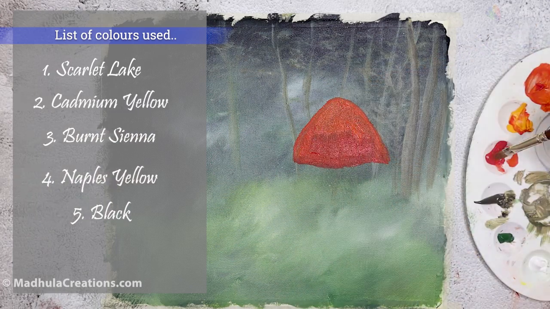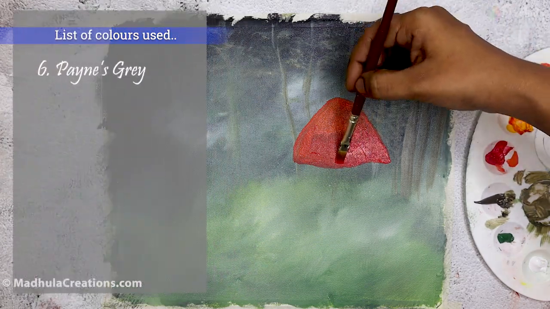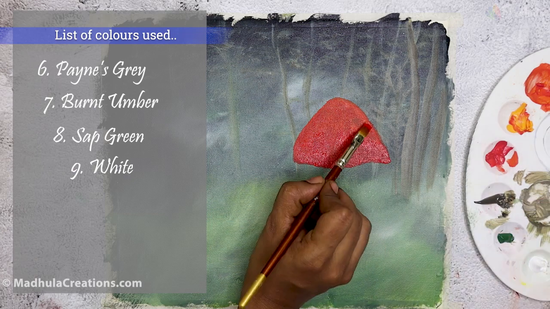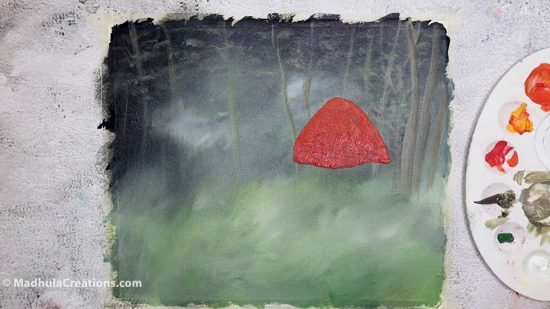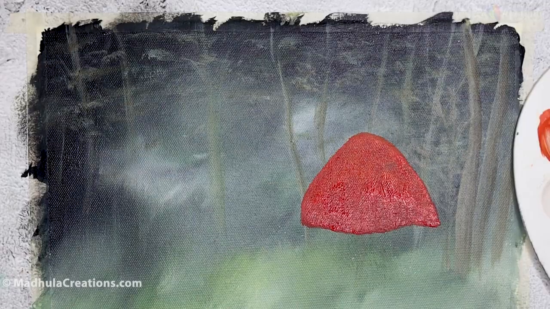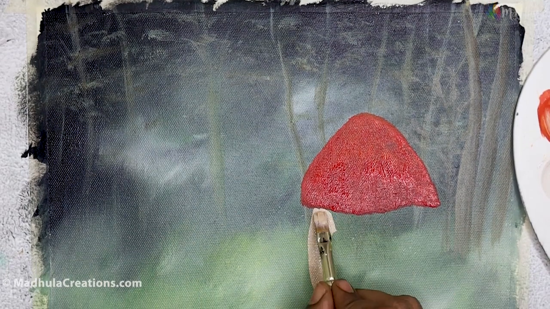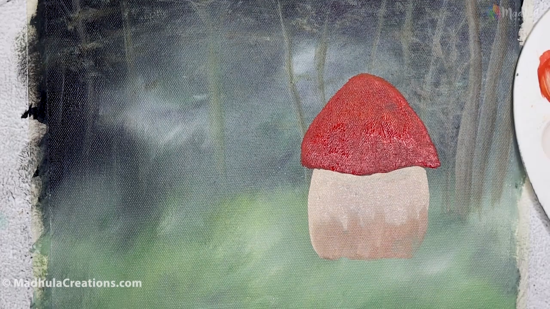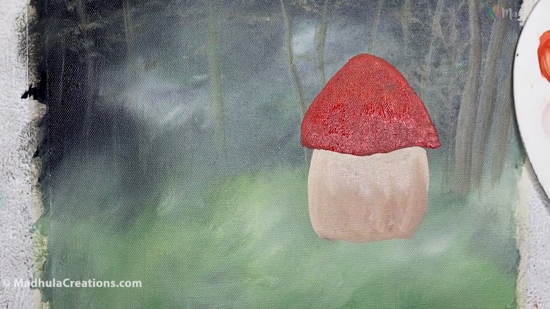These are the colors we'll be using for the rest of the painting: scarlet lake, cad yellow, burnt sienna, Naples yellow, black, pine grey, burnt umber, sap green and white. I have listed all the colors here, so in case you want to paint the same scene, you can pause the video and take down a list of these colors.